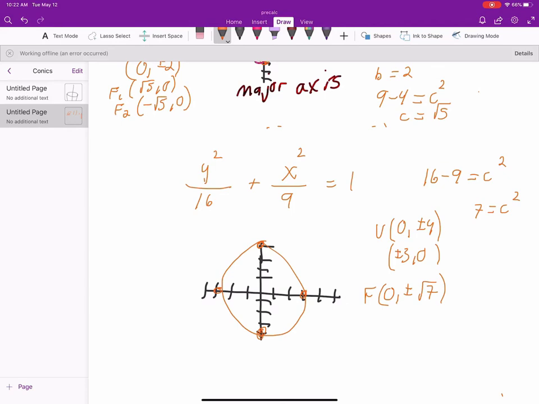The major axis, remember, is going to be long this way. The minor axis would be long this way, okay, because the major is longest, so it has a distance of 8, whereas the other one has a distance of 6. So that's how we determine that. Whew, so those are two ellipses.